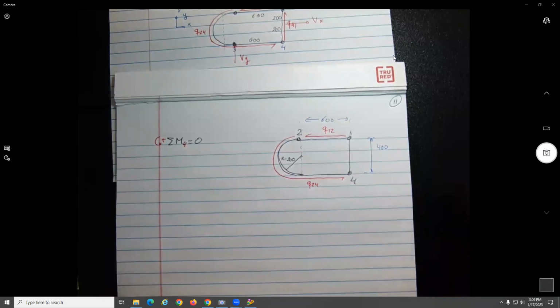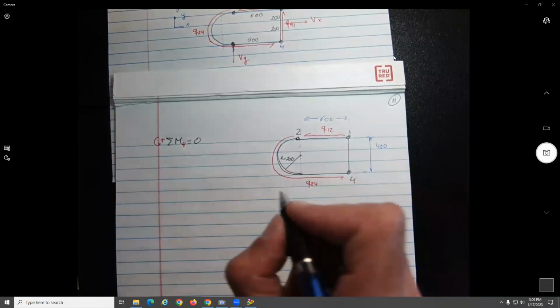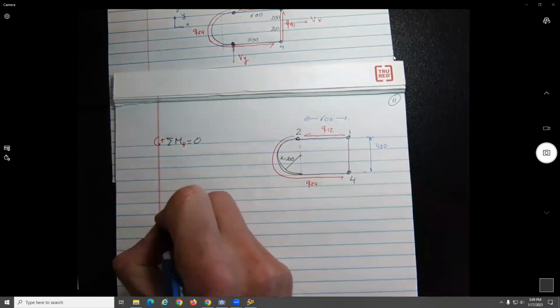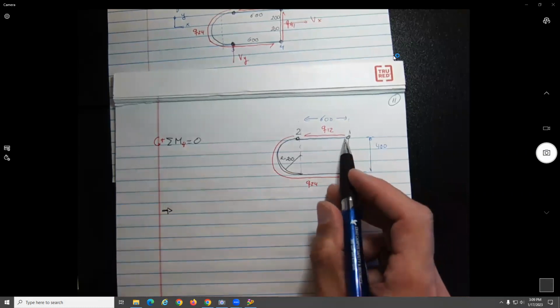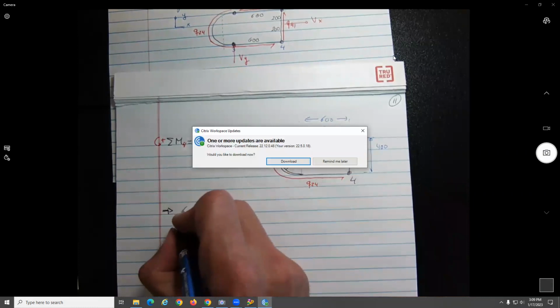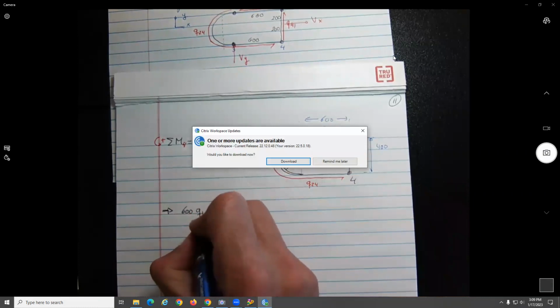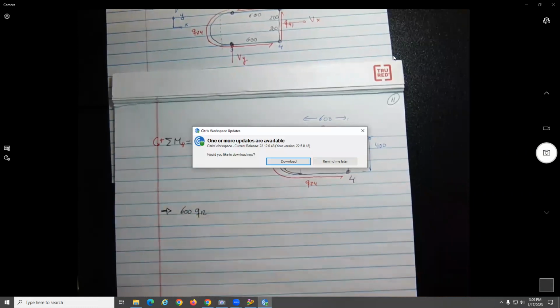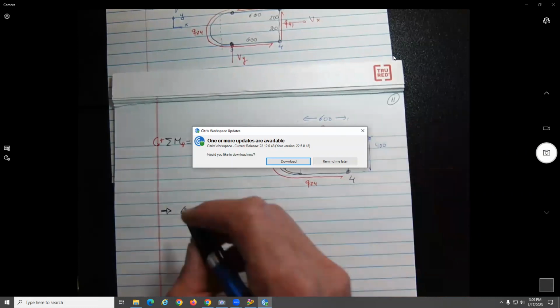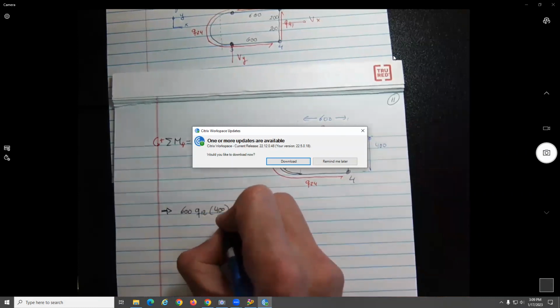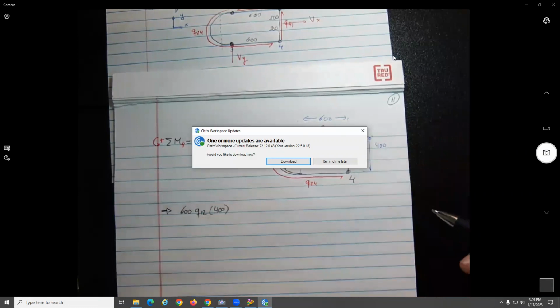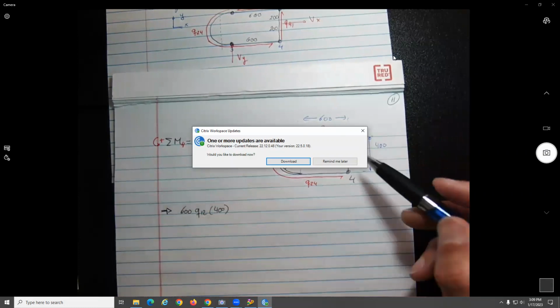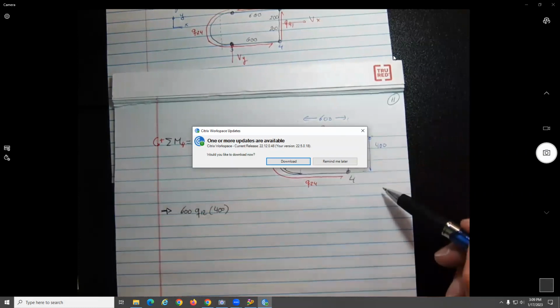Okay, so we take moments about point 4. Let's start with the Q12. So what is the value of the force? The value of the force will be 600. Q12, what will be the R? 400. Will that moment be clockwise or counterclockwise? It will be counterclockwise, so that's positive.